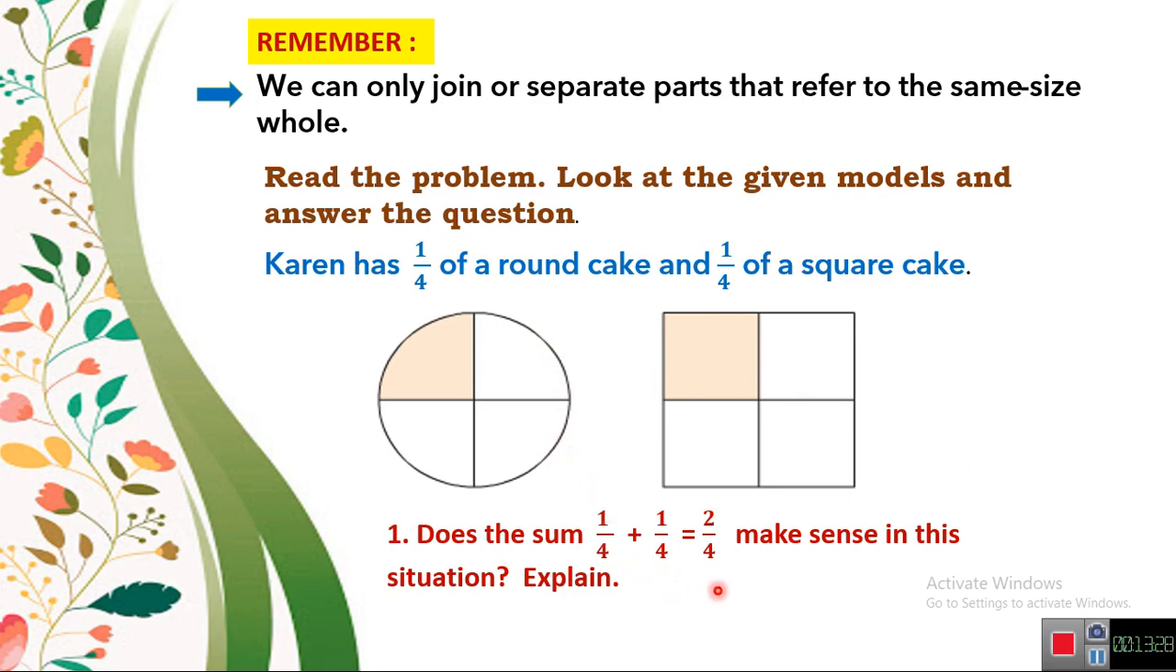Also, if you notice, 2/4 of a cake means she has 2 pieces of a cake divided into 4 equal size pieces. But these 4 pieces are not of the same size. So that doesn't sound true. So I disagree, and I'm sure you will disagree too, that 1/4 plus 1/4 equals 2/4 in this case is not correct.